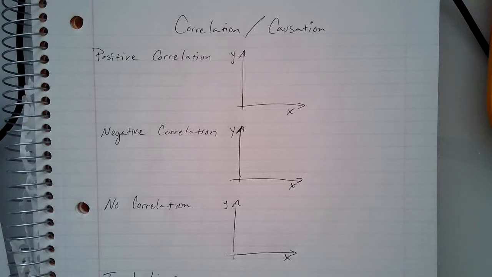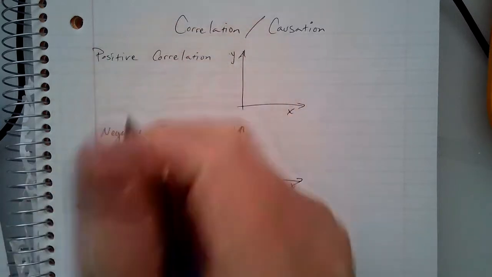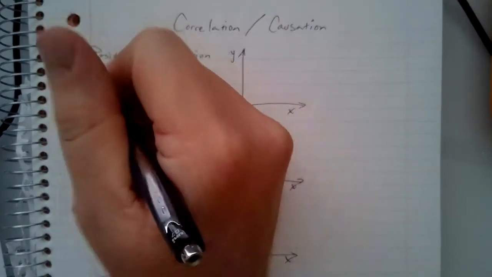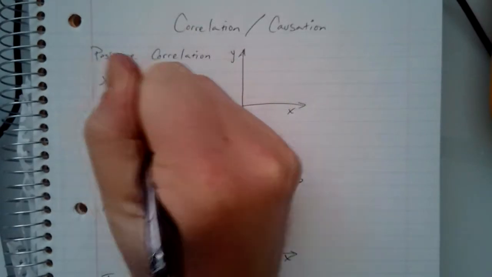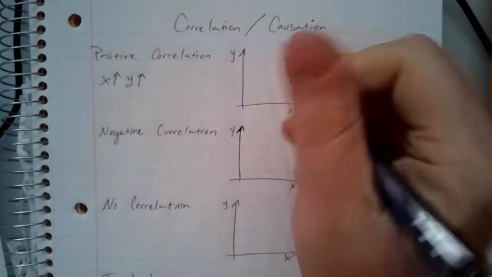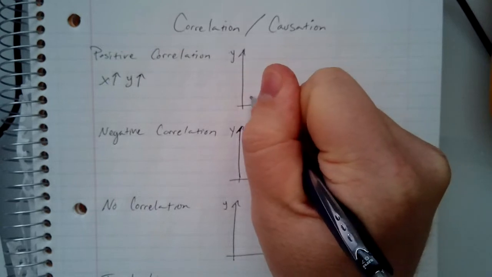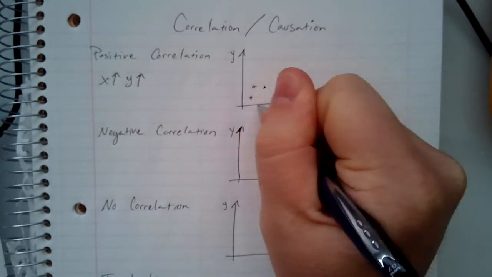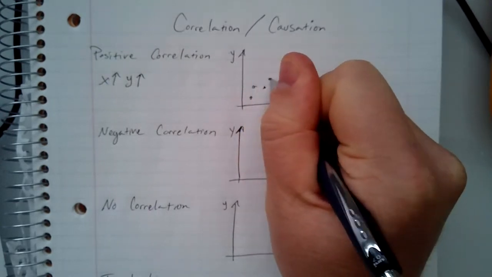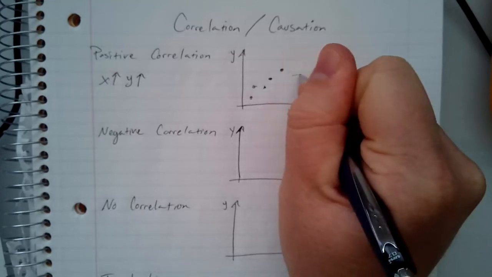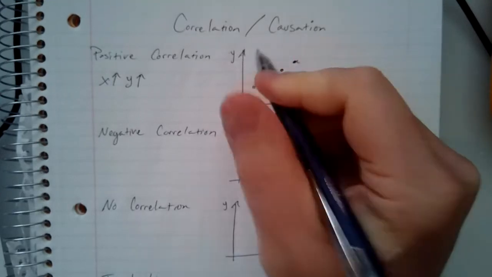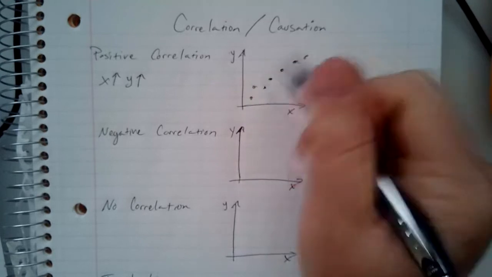There are a couple of different types of correlation. The first is going to be positive correlation. This means when X increases, Y also increases. So we get something that looks like this, right? When X increases, Y increases. It's a positive slope, okay? Positive correlation means a positive slope.